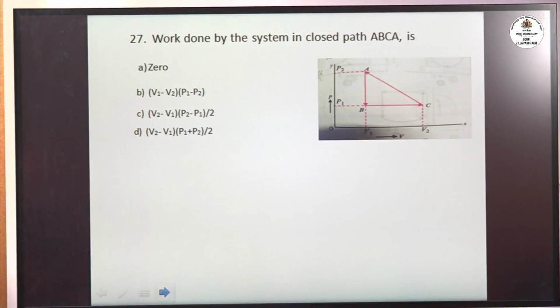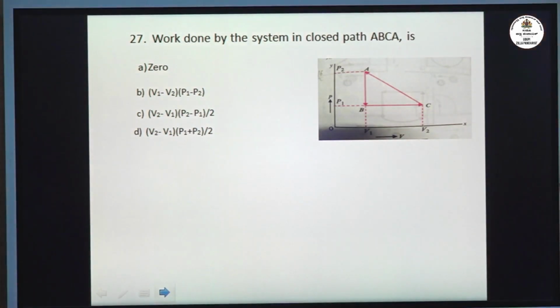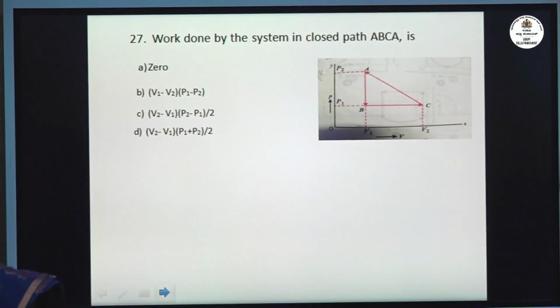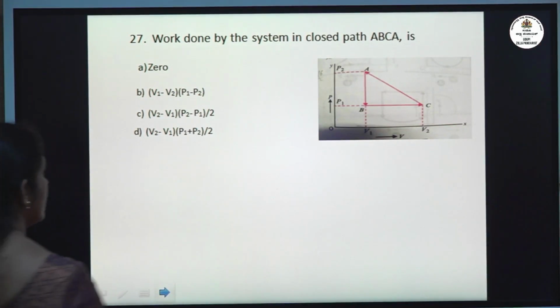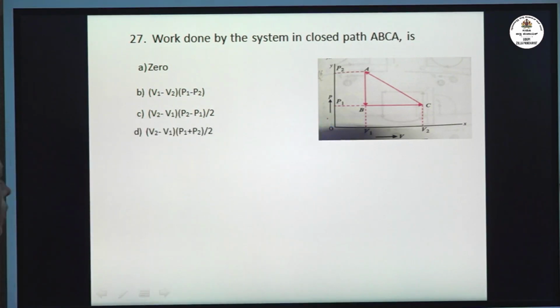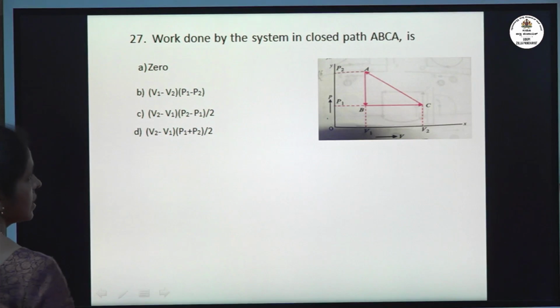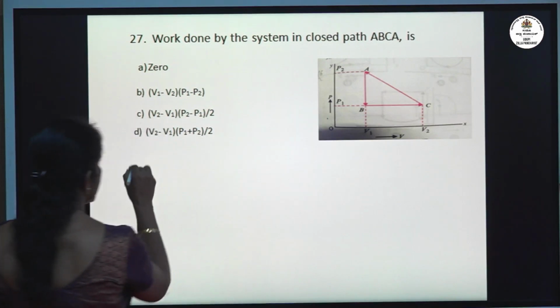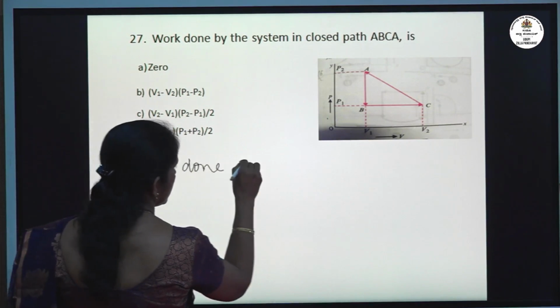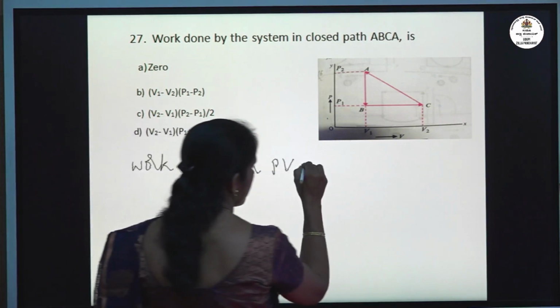Work done by the system in closed path ABCA. Say it is a PV diagram. Work done in a closed path is the area under the graph.